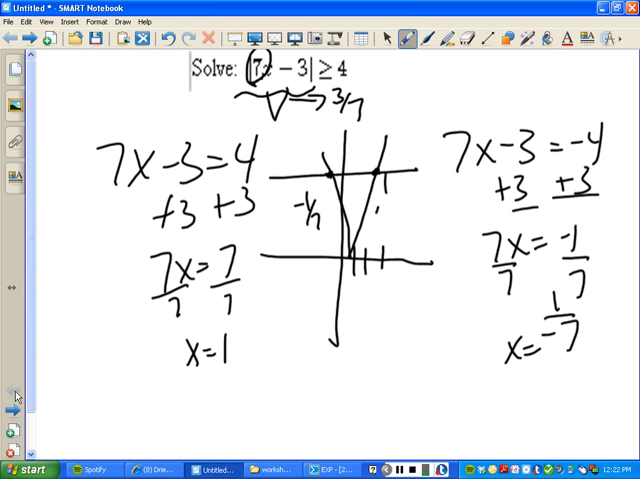Now, when's it greater than or equal to 4? Well, what's greater than 4 mean? Is that above or below 4? It's above 4. So when's it above 4? This is where the graph is above 4. It's above 4 here. It's above 4 here.